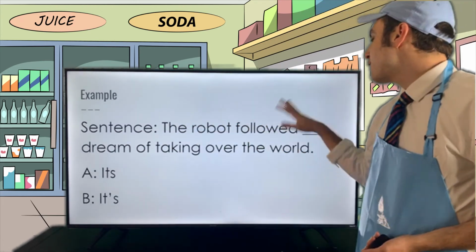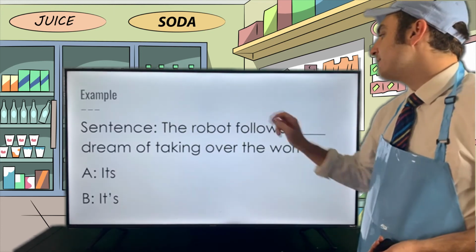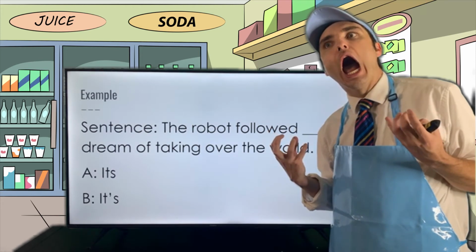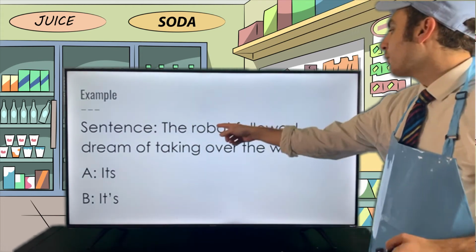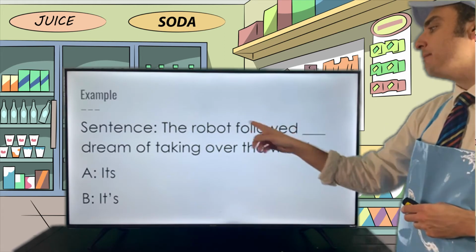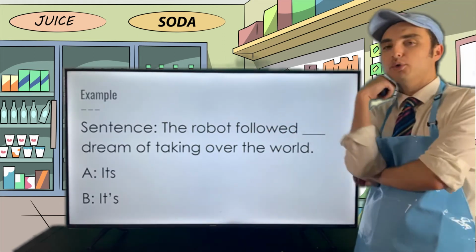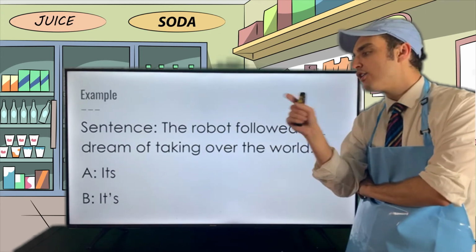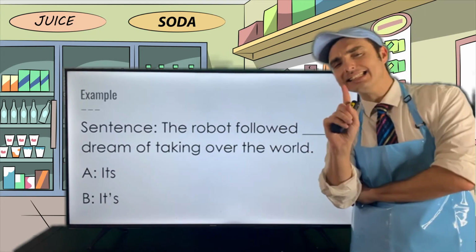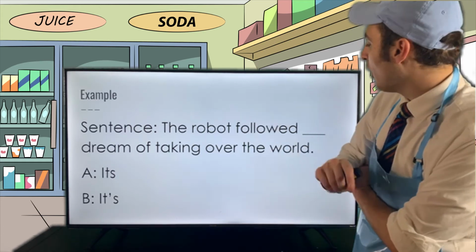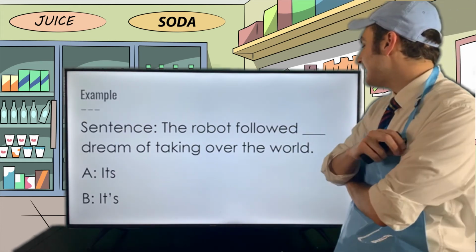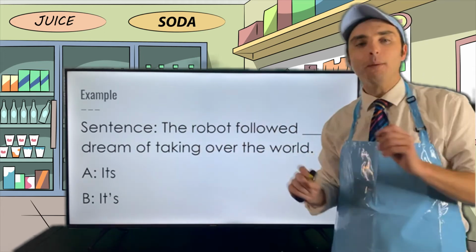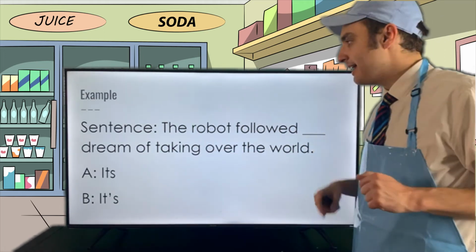The robot followed its dream of taking over the world. Let me read that again. The robot followed its dream of taking over the world. Which its is it going to be? Is it A or B? Take a second and think about this. The robot followed its dream of taking over the world. Put either A or B into the comment section for me, and we'll see what's up.